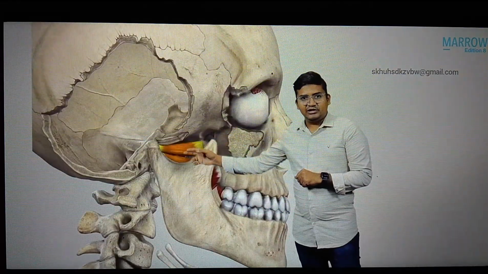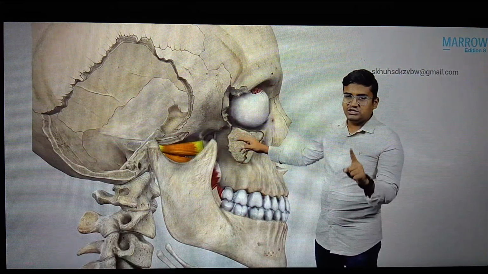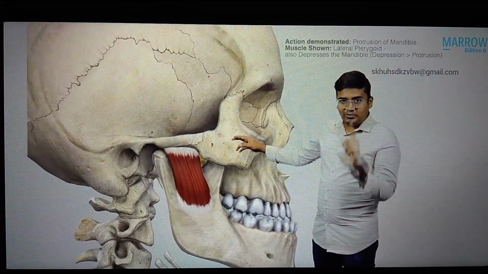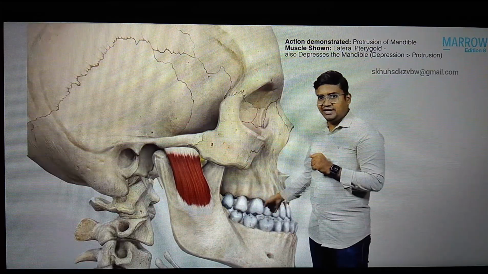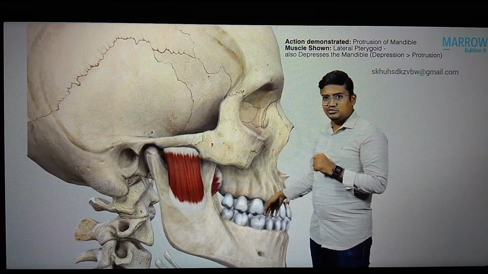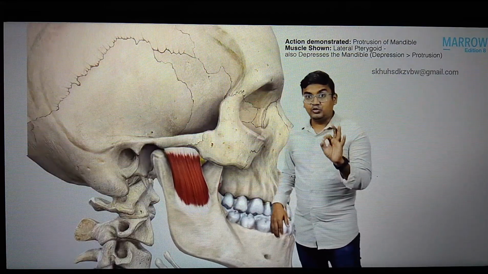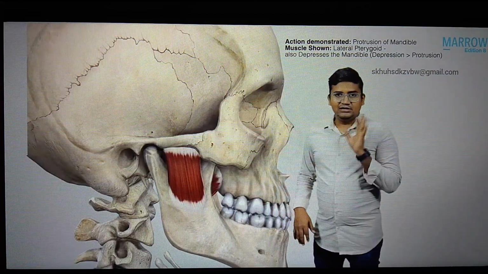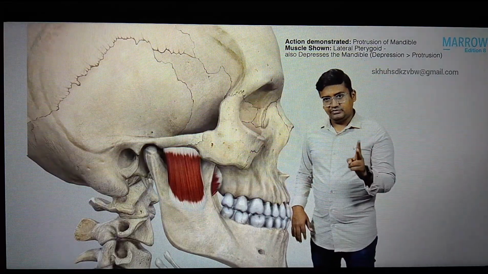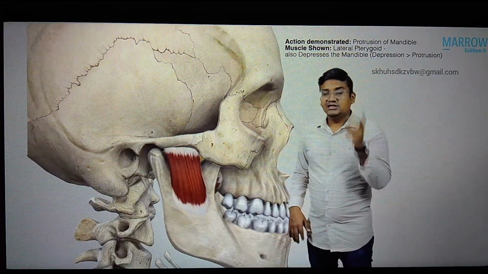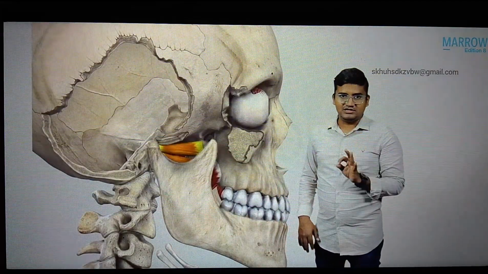Now what are the actions of a lateral pterygoid muscle? Lateral pterygoid muscle will do two actions. It is the only muscle which depresses the mandible, opens the jaw, main action. The other action is, see here, the mandible is moving in the front side. That is a protrusion of the mandible. Now these two are the actions of our lateral pterygoid: number one, protrusion, depression. Now out of these two, which is the best action? Depression greater than protrusion. It is the only muscle which opens the jaw, lateral pterygoid muscle.